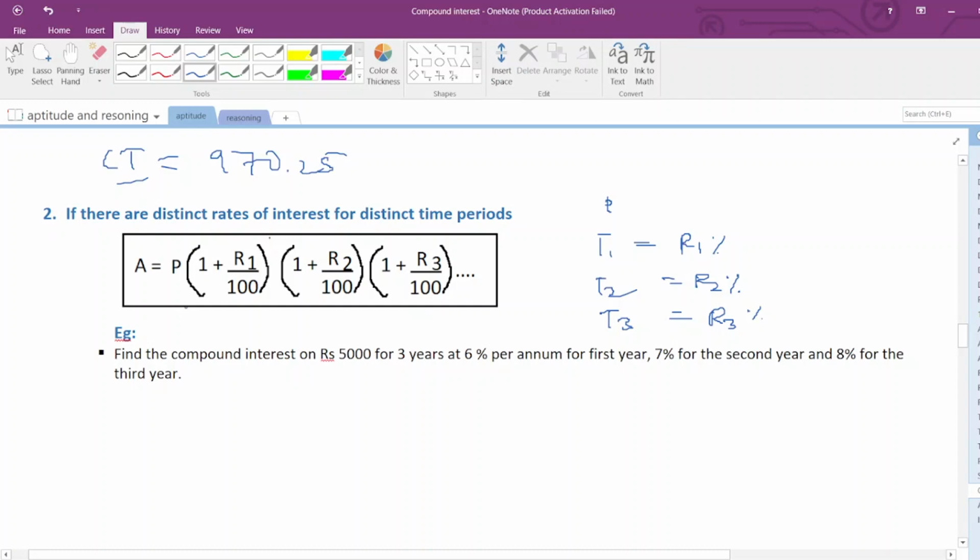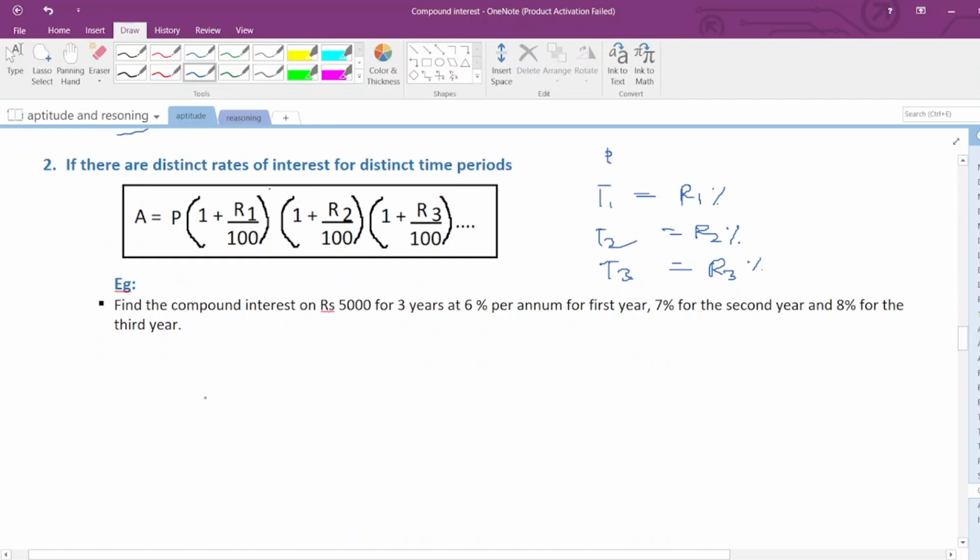Okay, let's understand this method using this example. Find the compound interest on 5,000 for 3 years at 6% per annum for the first year, 7% per annum for the second year, and 8% per annum for the third year. So now we have to solve what the compound interest is. Note it down. Principal is 5,000, time is 3 years, and R1 is 6%, R2 is 7%, and R3 is 8%. So now without using the formula we'll solve.